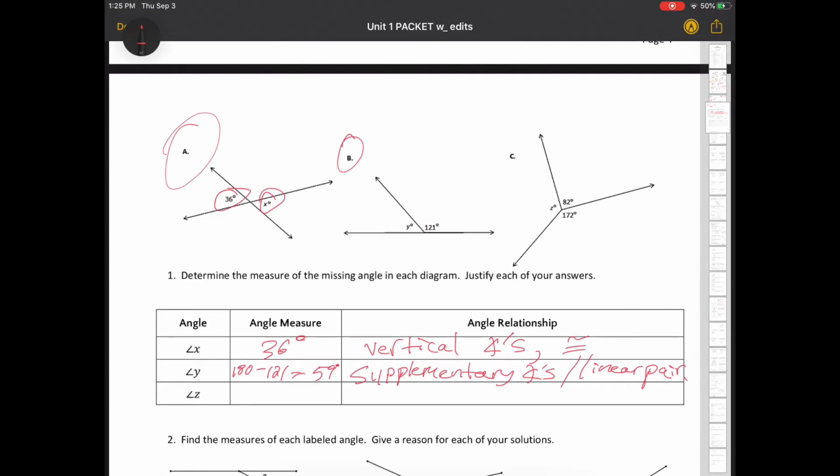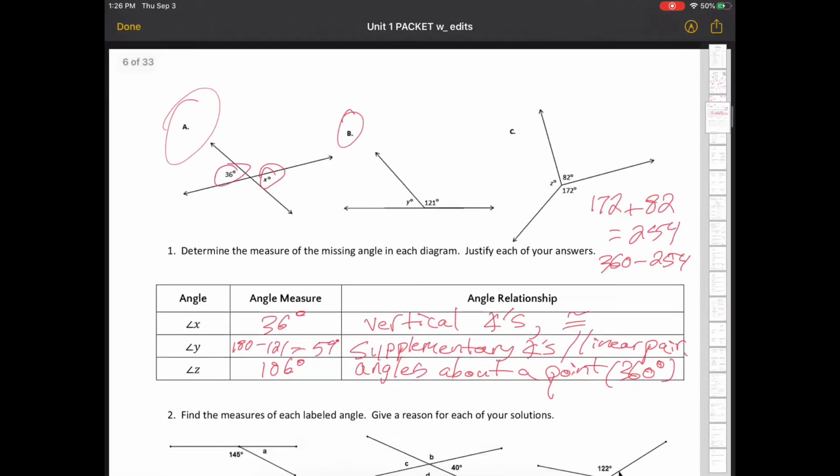And now for C, we have three angles here, and this is not a straight line, and it doesn't look like supplementary or complementary. What we have here is angles about a point. So again, remember 360 degrees total. So what we have is 82 and 172 and angle Z. So if we add up 172 and 82, we get 254. Then what we do is we subtract 254 from 360, and we get that this angle measure is 106 degrees.